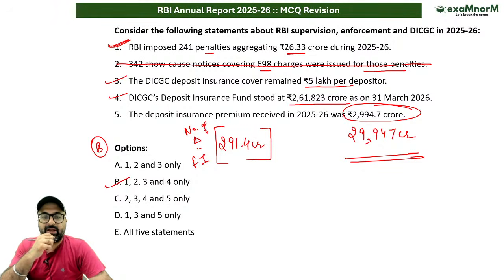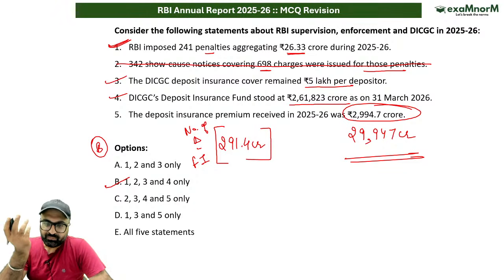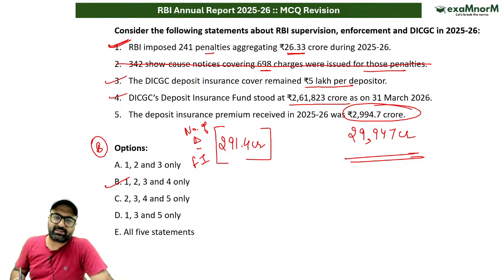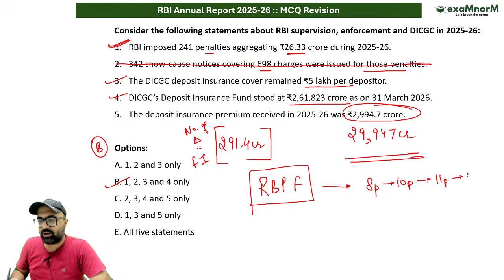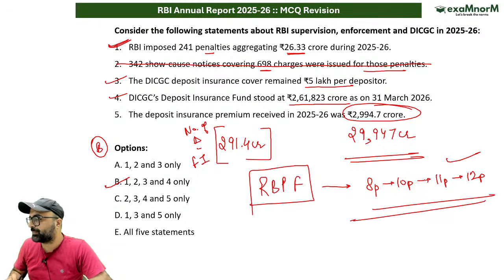DICGC claim has been provided on regular basis, and this has been implemented. Along with that, risk-based premium framework has been introduced from 1st of April 2026, जहां पे ये कहा गया कि आपका जो प्रीमियम है that will be either 8 पैसा, 10 पैसा, 11 पैसा और 12 पैसा depending upon the risk of the bank.